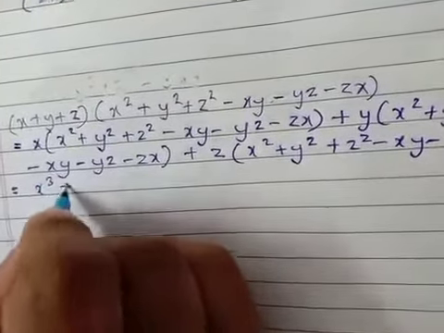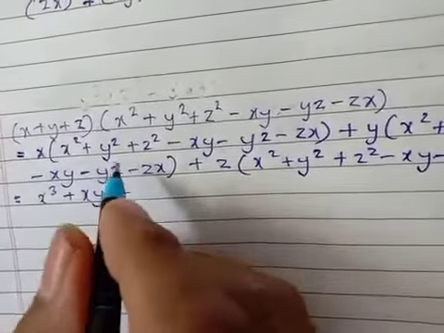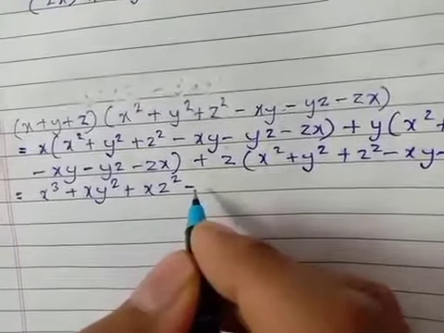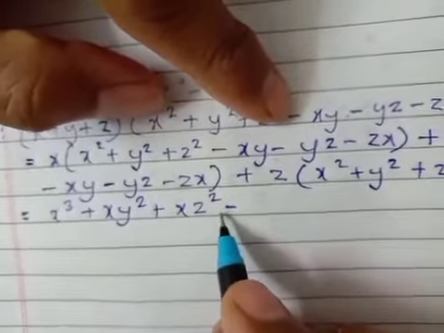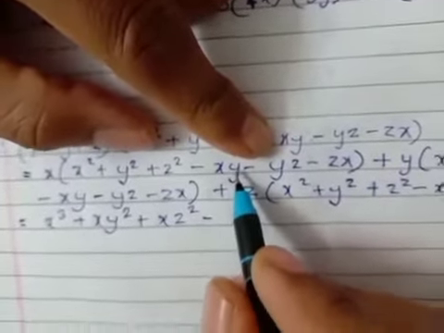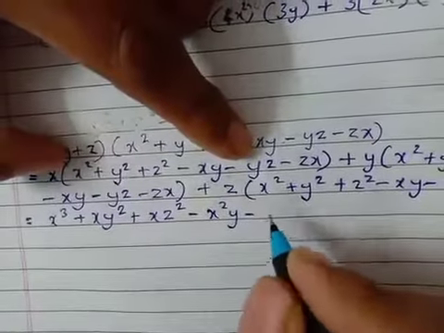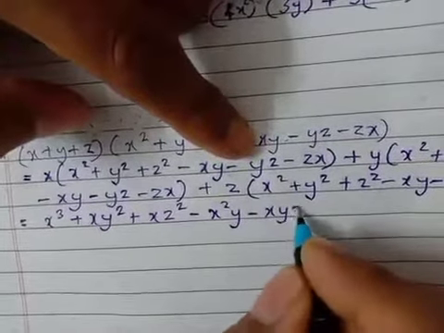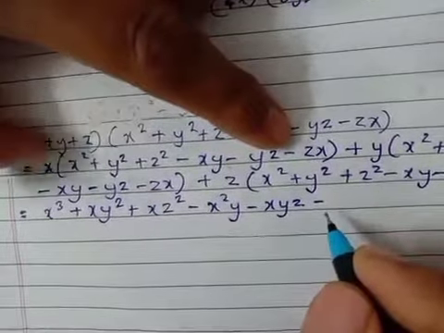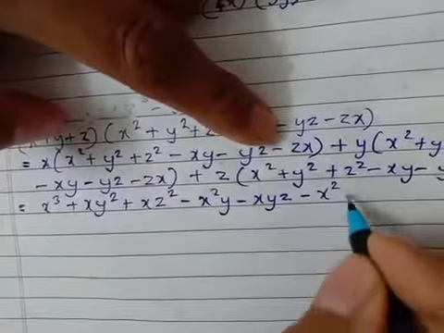Okay, x cube plus x into y square is xy square, x into z square is xz square, minus x into xy, what is it? x square y, minus x into y into z is xyz. Okay, and minus, since the sign is minus, xz into x, so it is x square z.